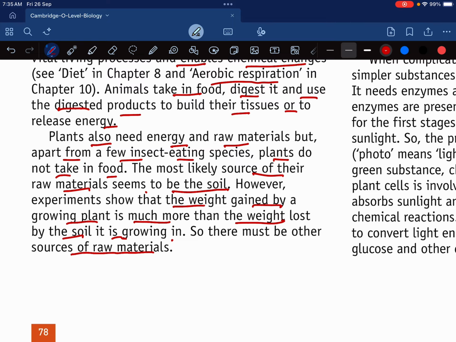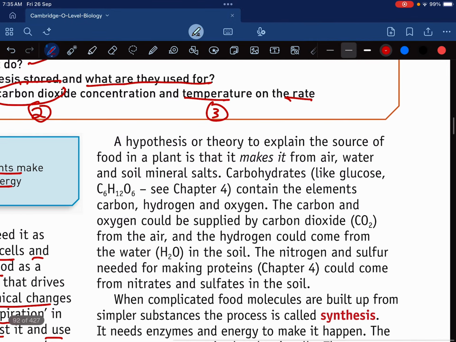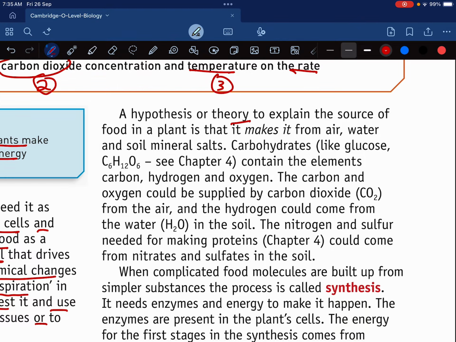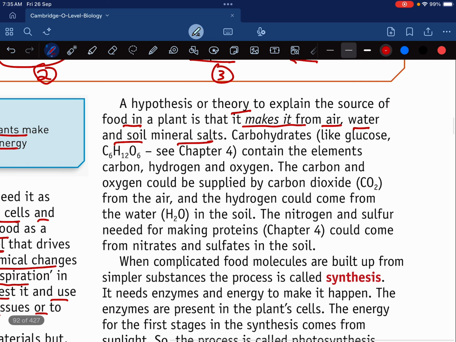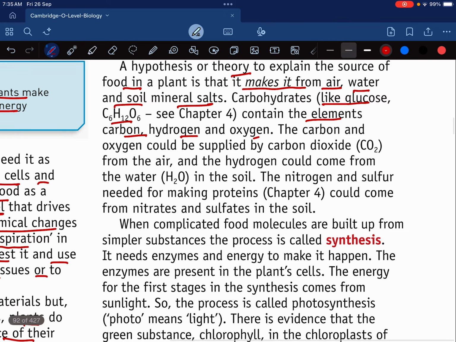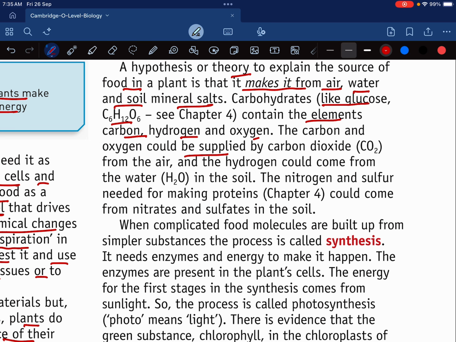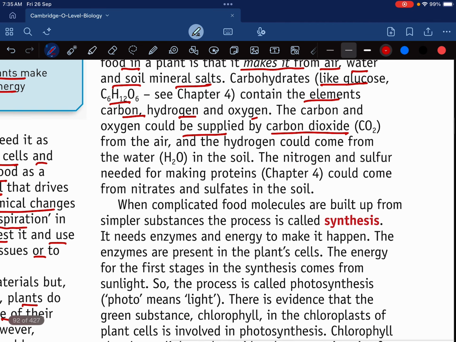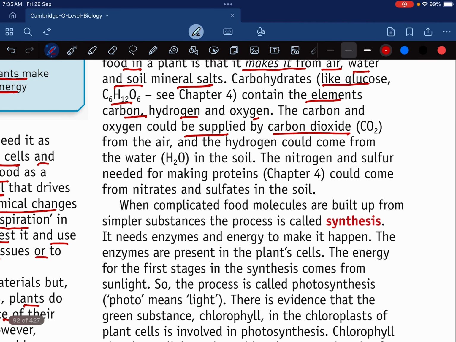So it means it is gaining weight from somewhere else too, getting energy from somewhere else too, right? So a hypothesis or a theory to explain the source of food in a plant is that it makes it from air, water, and soil mineral salts. Carbohydrates like glucose, C6H12O6, contain the elements carbon, hydrogen, and oxygen. The carbon and oxygen could be supplied by carbon dioxide from the air, and hydrogen could come from water. So, we got all three molecules.